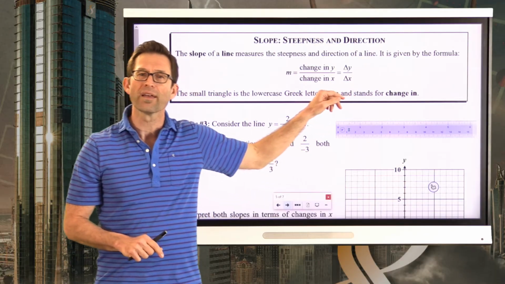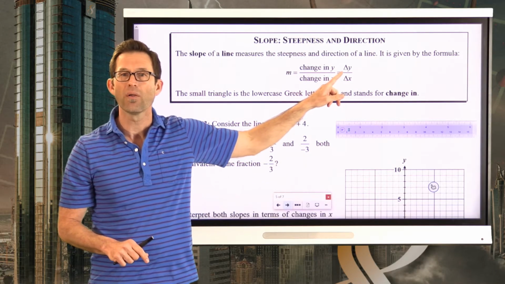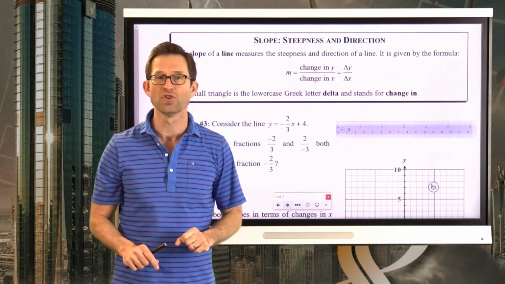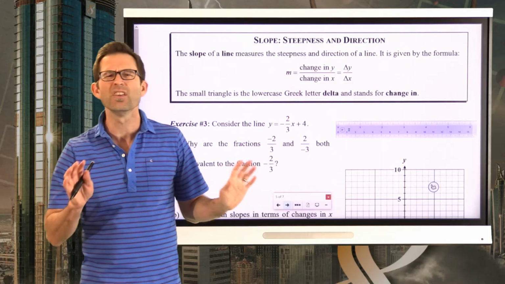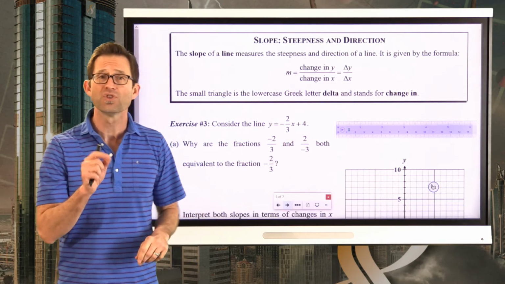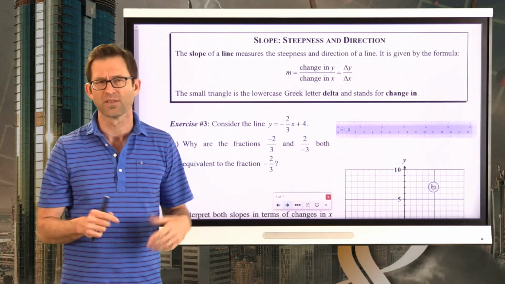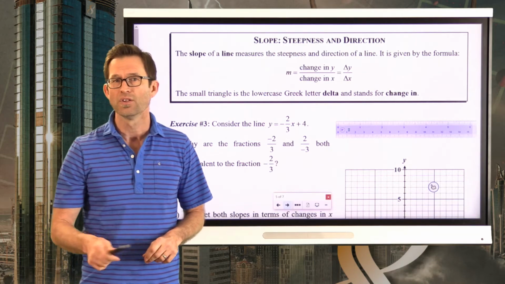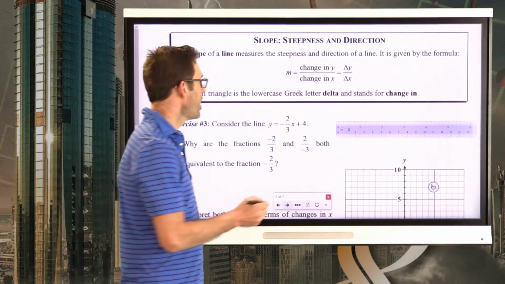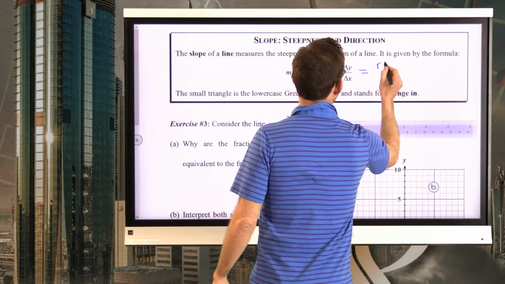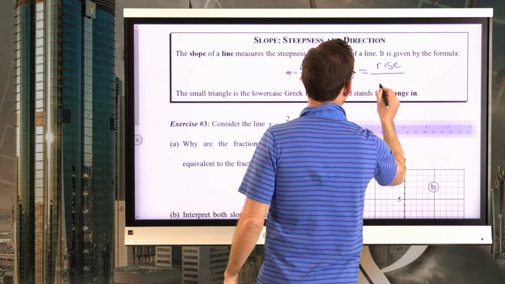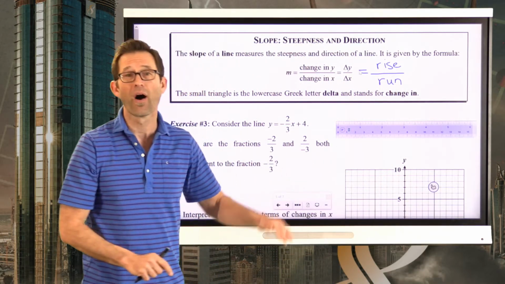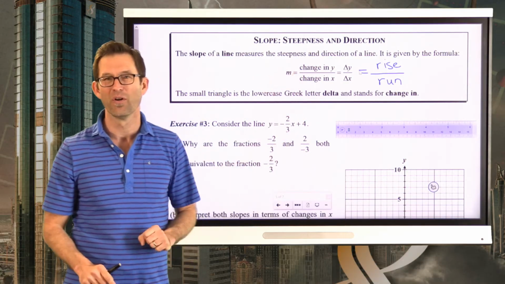Remember that we can show those changes by using that small little triangle, which is really the Greek letter delta, and it stands for change in. It's important for you to get used to that word delta, because a lot of math teachers, because it's just easy to say, will say the slope is delta y divided by delta x, or change in y over change in x. And sometimes we'll even call it the rise of the line divided by the run of the line. The run being the horizontal movement, and the rise, that's a lot easier, being the vertical movement.